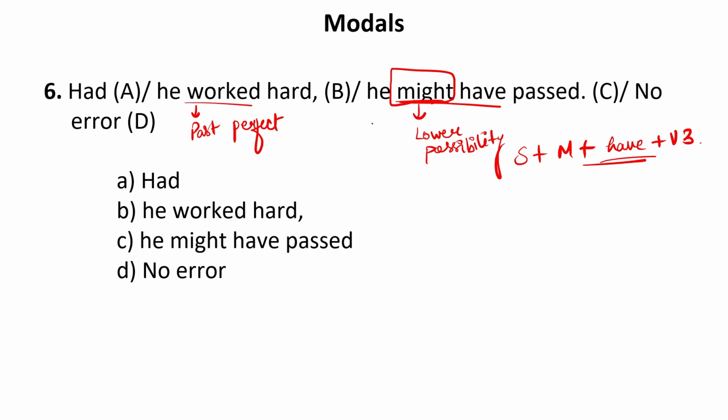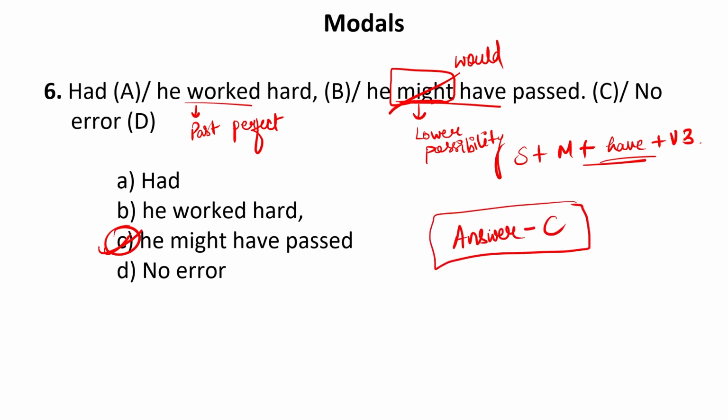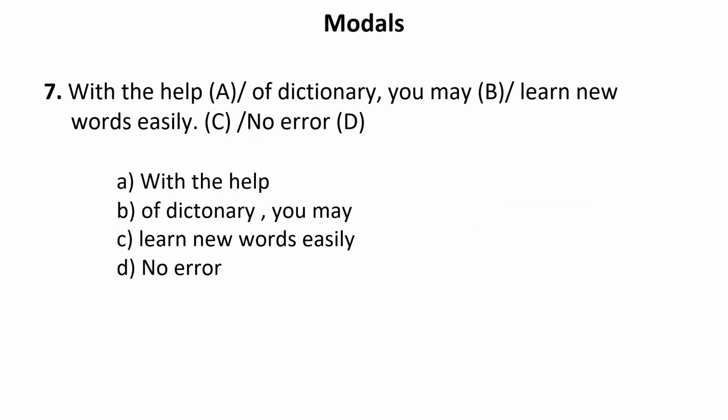So in this case, might should be replaced with would. That will be the suitable modal over here. So the correct sentence will be, had he worked hard, he would have passed. So this sentence shows that C part contains the error. So our answer is C.